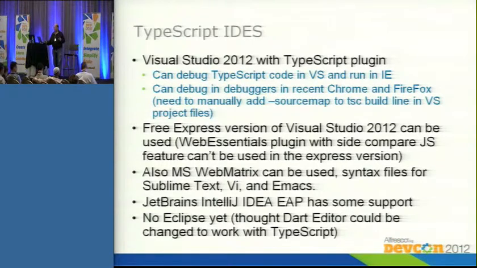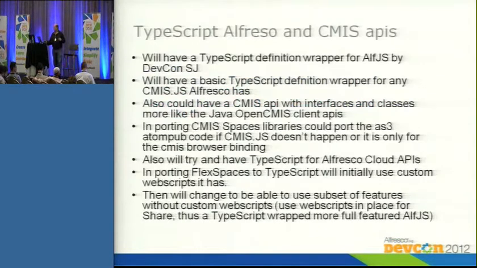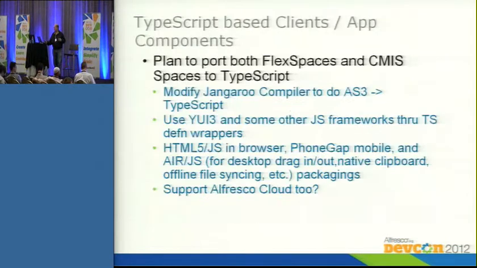There's a bunch of IDEs, Visual Studio 2012, and you get IntelliSense and type checking and debugging, and there's some others coming. So I started doing TypeScript for Alfresco, doing libraries for Alf.js. I wrapped that already. I'm just going to start wrapping the CMIS JS stuff, and then other stuff for the cloud APIs. And then my Flex spaces and CMIS spaces, I'm porting those to this.